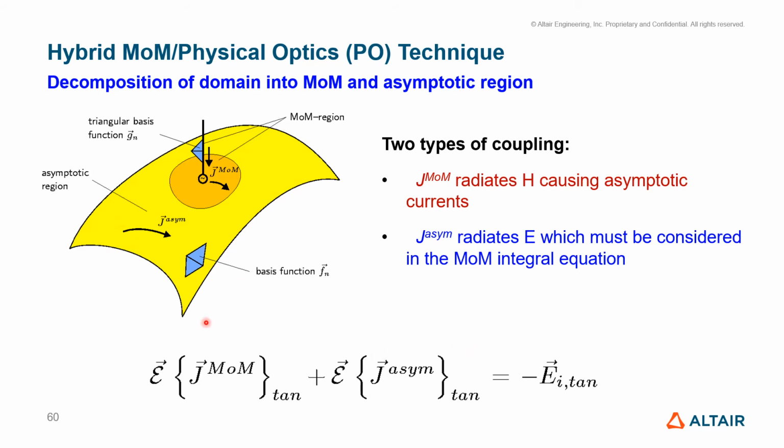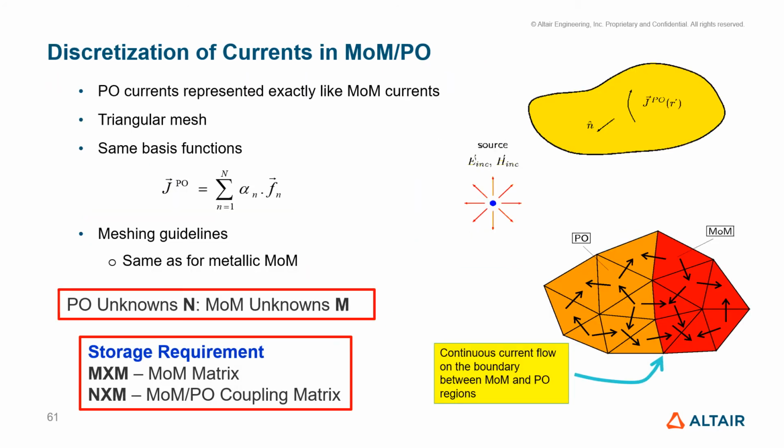And we can solve the boundary condition by applying the electric field due to the currents on the method of moments structure, and also the currents on the physical optics structure, and equate it to the minus of the incident field, basically making the total tangential electric field zero on the perfect electric conductor. With that approach, we can apply the triangular mesh as shown here, and also use similar basis functions, that is RWG basis functions, for physical optics as well.